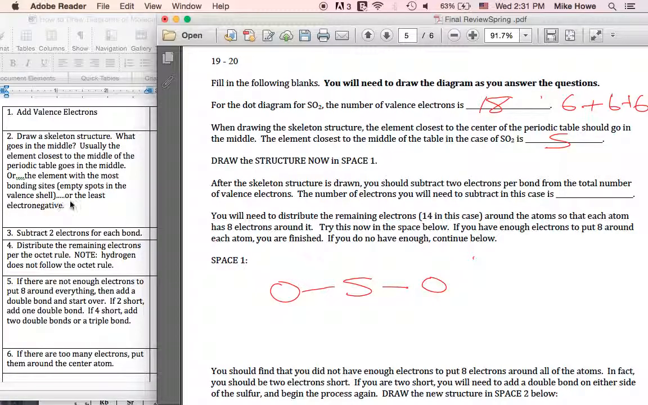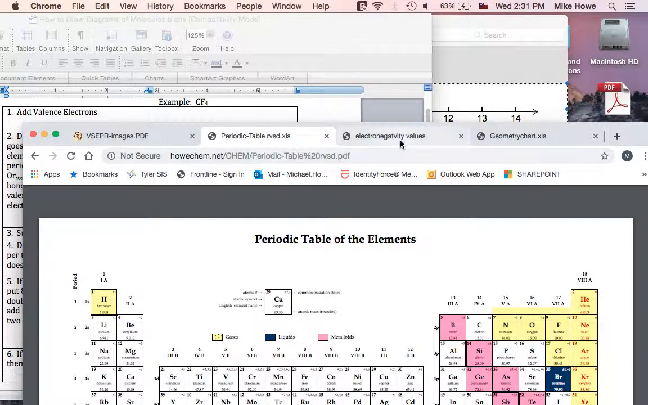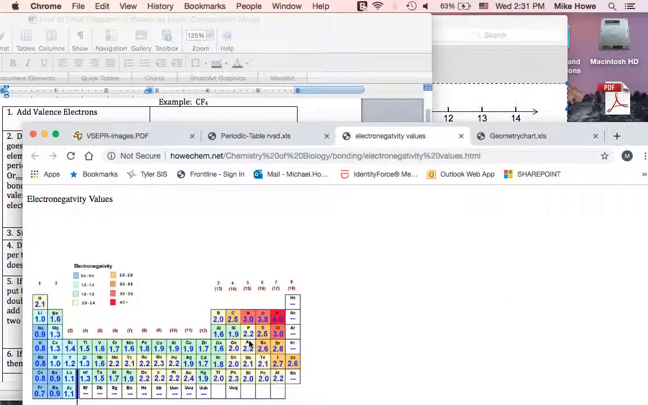The third thing is the least electronegative is another thing to consider. So if we wanted to consider that, we could go look at the electronegativity chart, which is right here. And between oxygen and sulfur, you see sulfur is less electronegative.